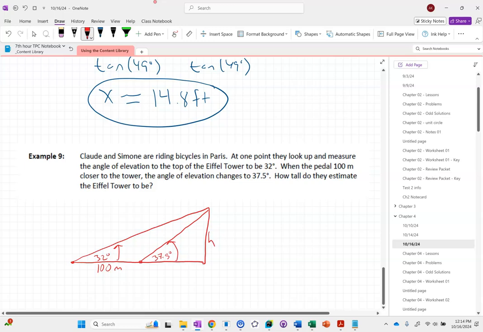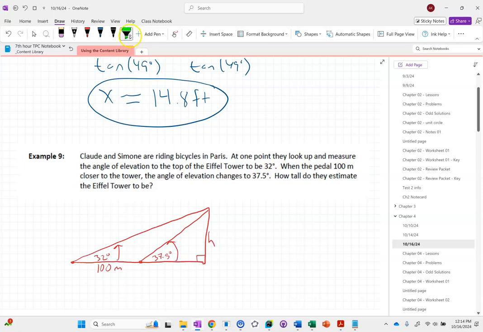So that's kind of our picture, right? They measure the angle of elevation at 32 degrees. They go 100 meters closer. They do it again, and now it's 37.5 degrees. You want to know how tall the thing is. Everybody buy that?